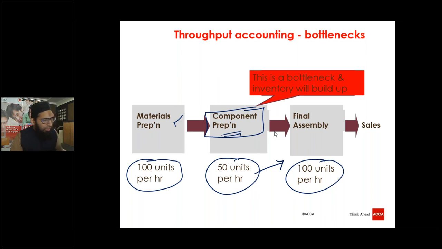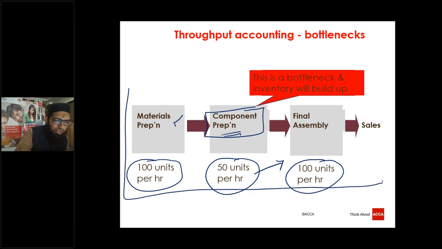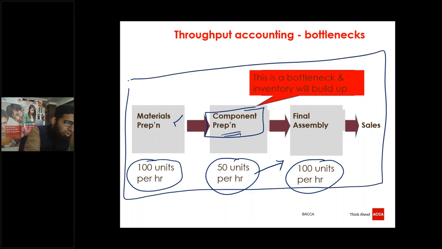One of the students has asked me, what about the theory of constraints? Dear, this whole circumstance is called the theory of constraints.